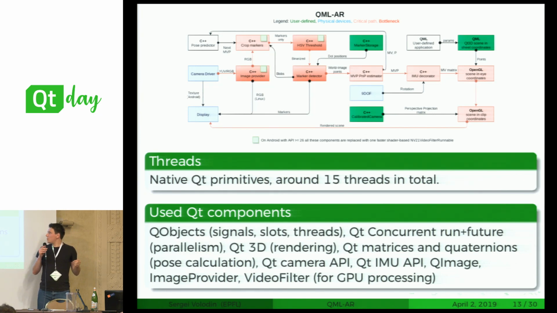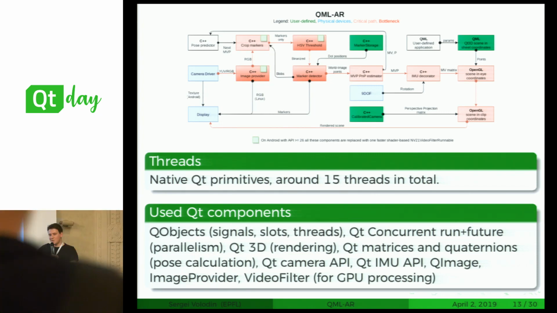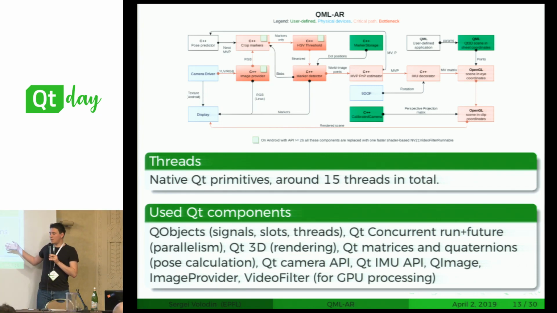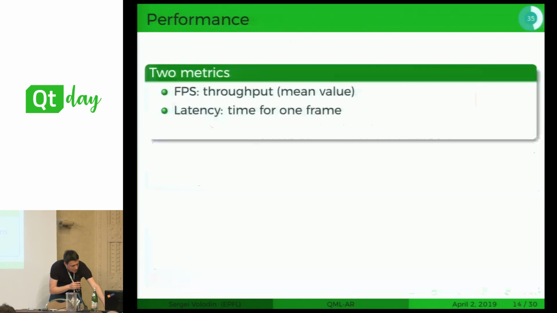Also, it was really great to use Qt Concurrent. And for the rest of the rendering and image processing, we also use a lot of Qt primitives. So for research, I would say it was a good decision to choose Qt at this point.